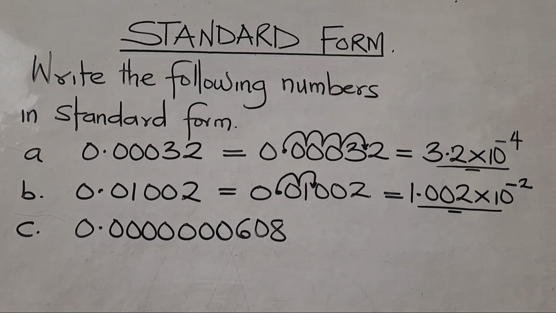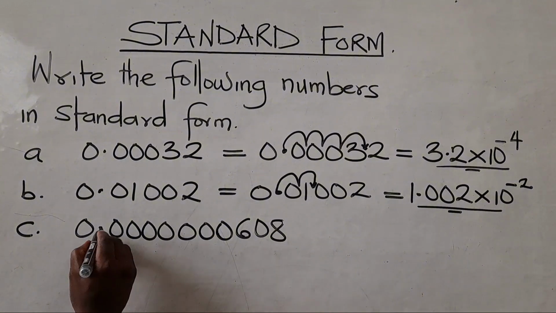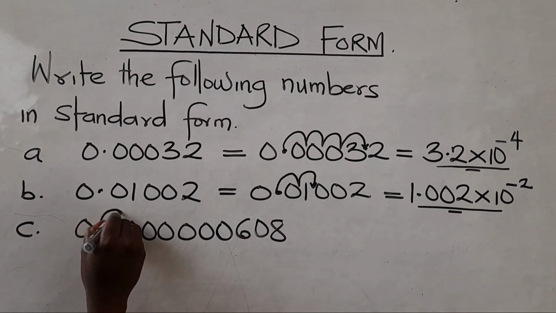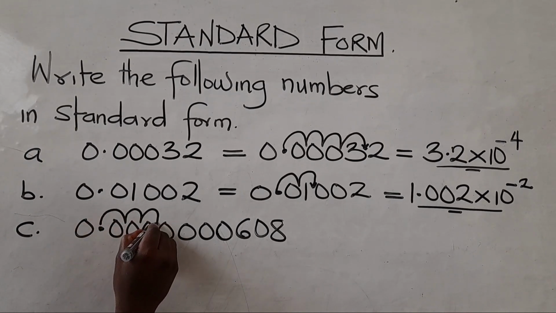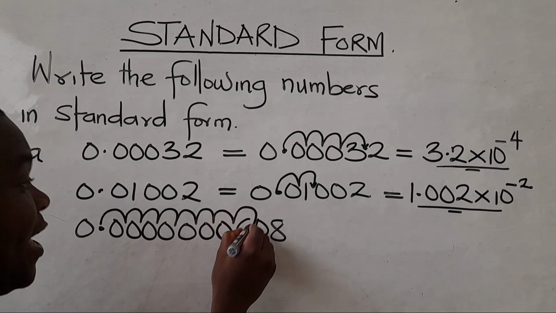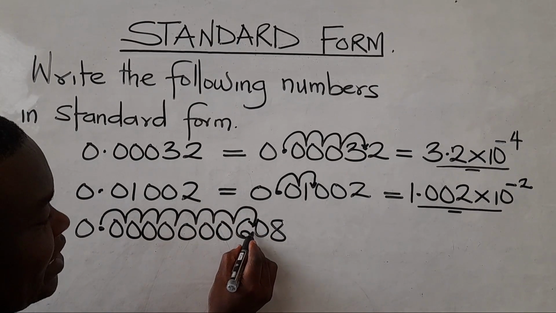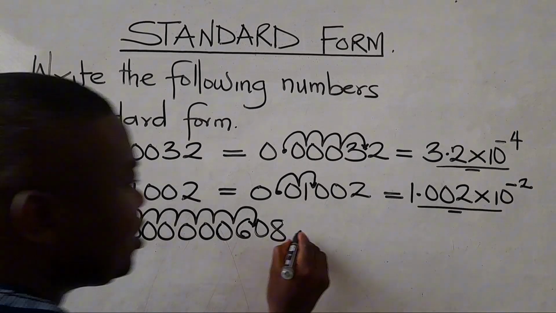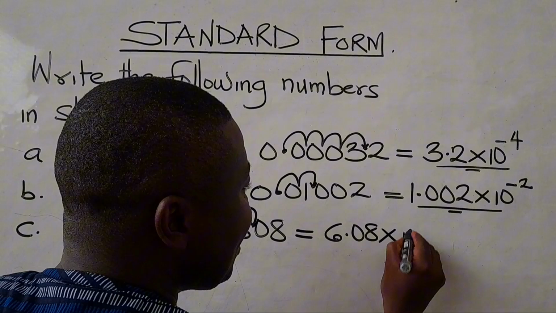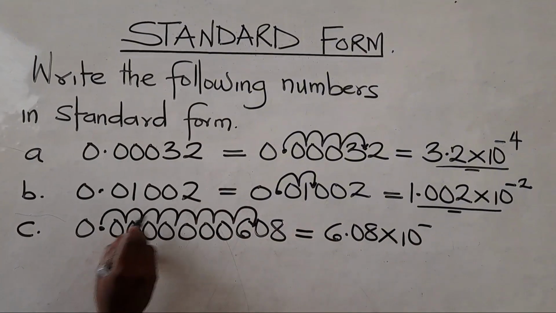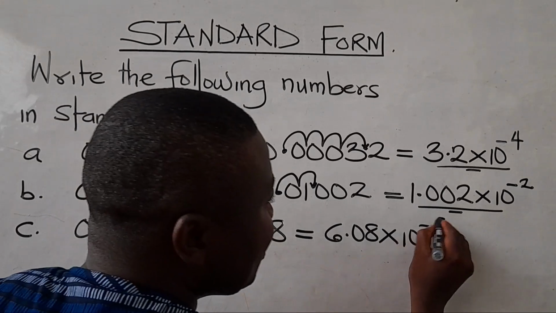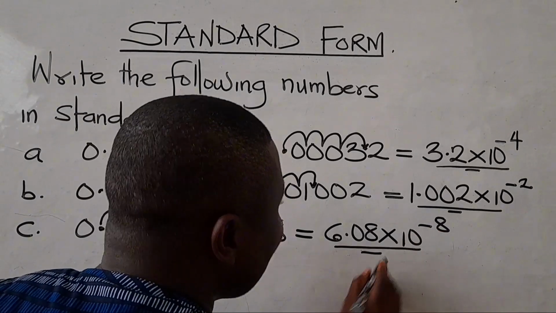Now let's see the last one. We have this long one here, a very small number. Let's go from the point: 1, 2, 3, 4, 5, 6, 7, 8. You stop. Why did we stop? 6 is a non-zero number. So this gives us 6.08 times 10 to the power negative. How many times do we jump? 1, 2, 3, 4, 5, 6, 7, 8. Negative 8. This is the answer.